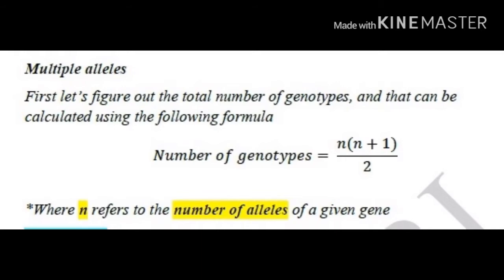In the example we're going to be diving into in the next slide, we're going to be talking about a gene that has 3 alleles. So in this case, we've got 3 times (3 plus 1) divided by 2. That is going to be 3 times 4 over 2, which is going to be 6.